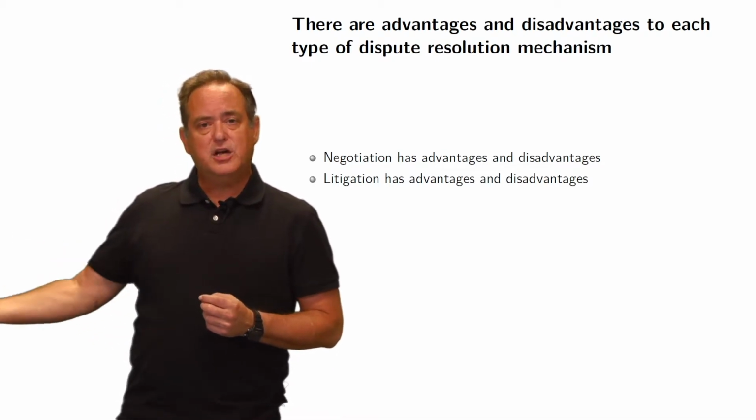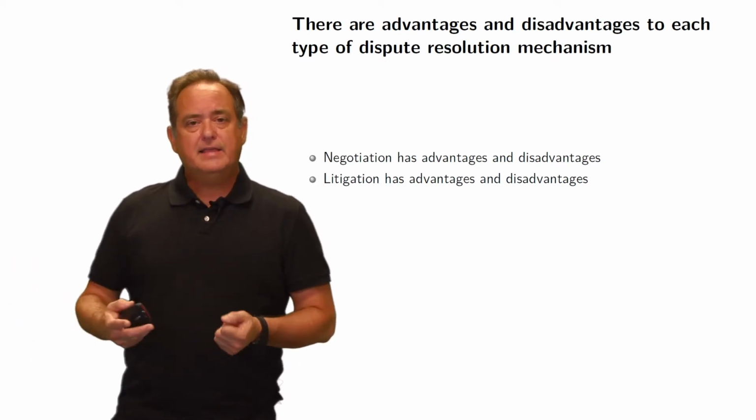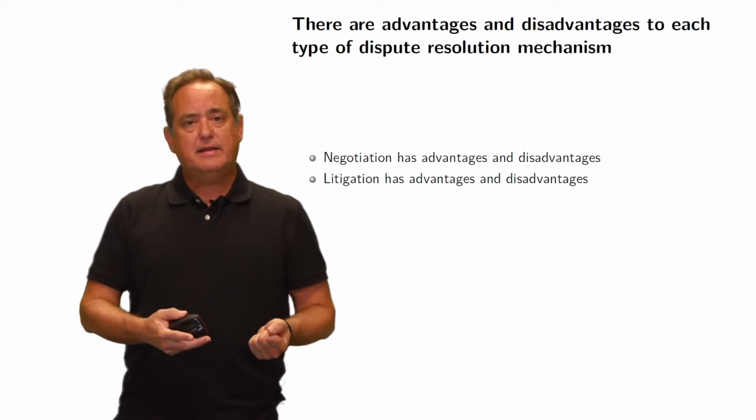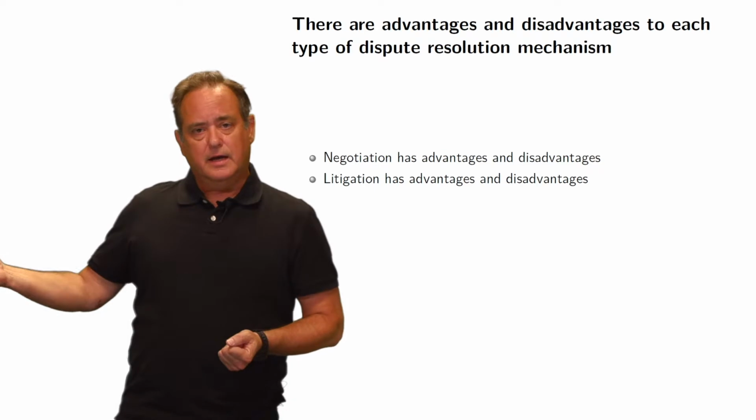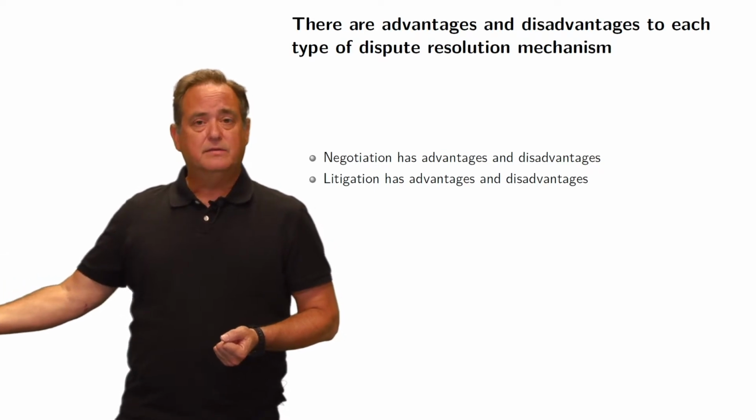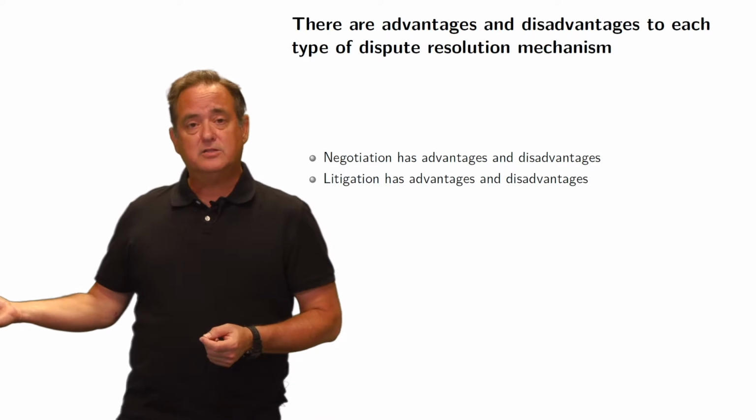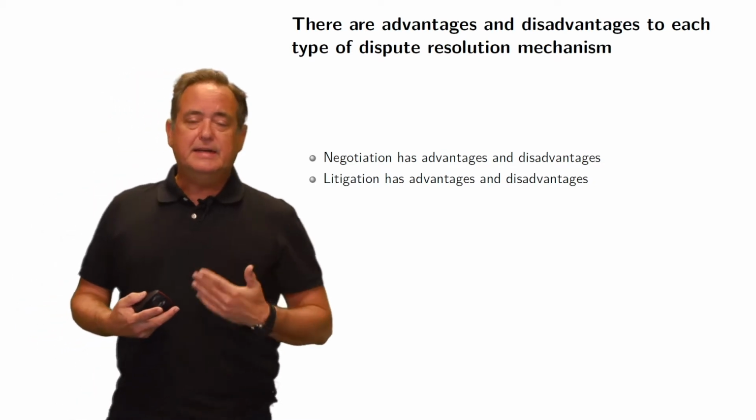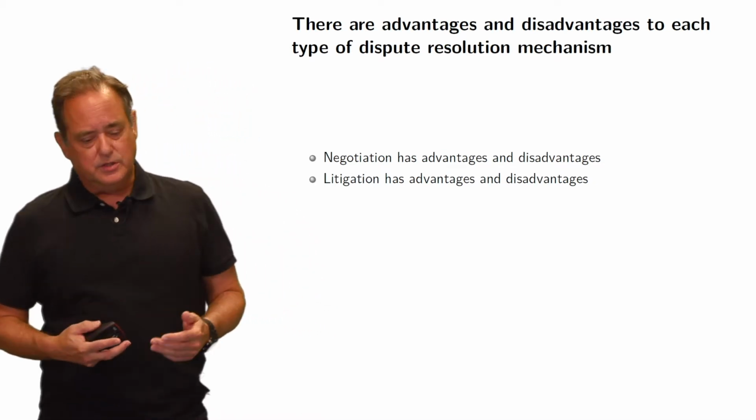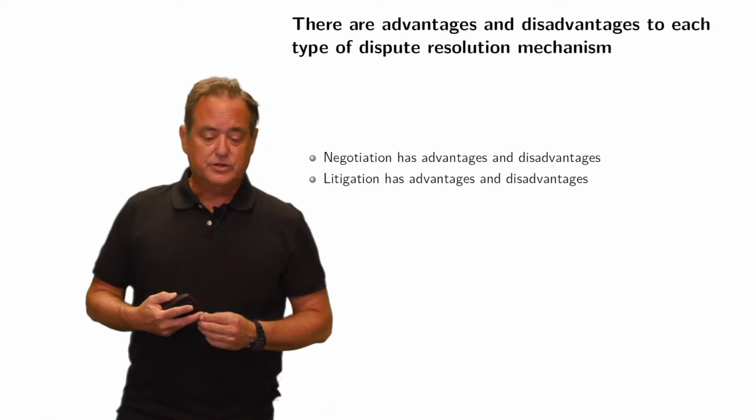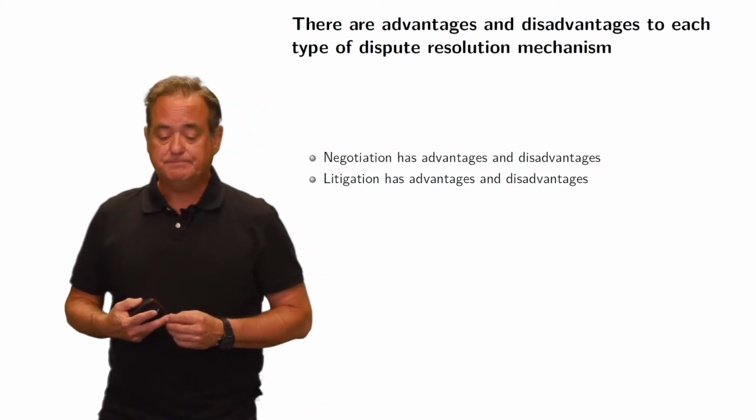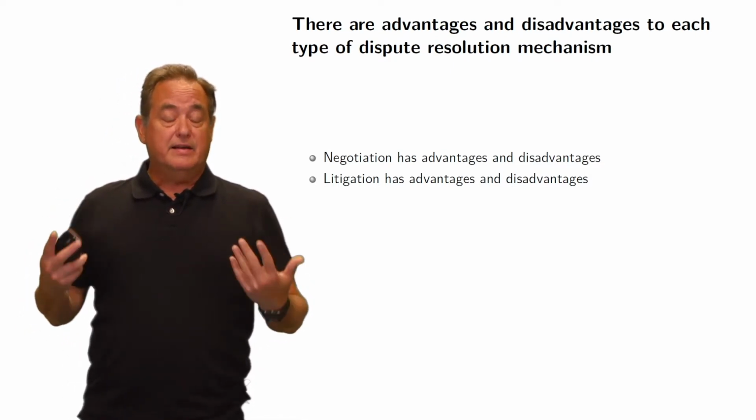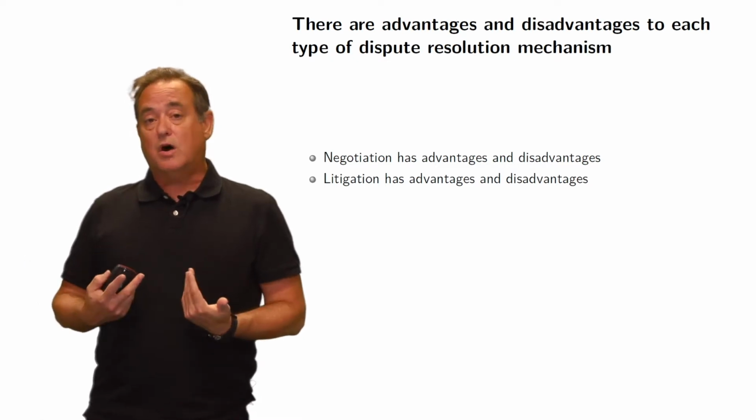So if I get a judgment against another party, I can take that judgment to the local sheriff or constable and have that sheriff or constable go out and take the property of the party that lost the lawsuit and sell it and pay me off. So the ability to get an enforceable judgment is a huge advantage for litigation.